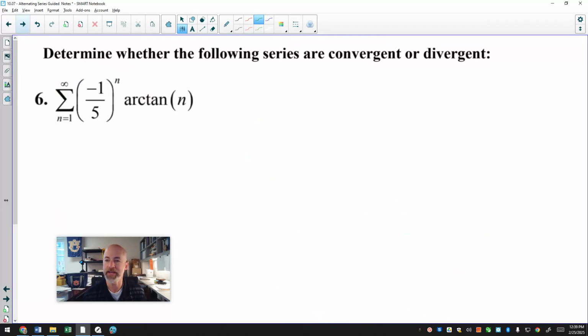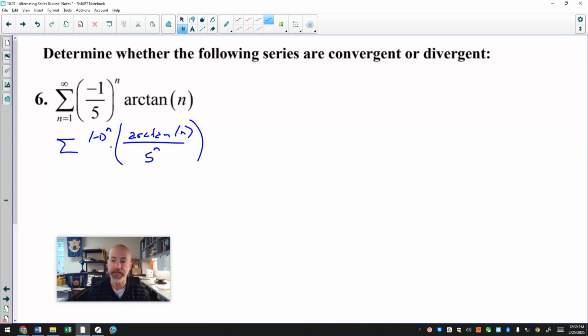And then the very last one I want to look at is this one, negative 1/5 to the n. I'm going to rewrite this. That is the same thing as negative 1 to the n times the arctangent of n over 5 to the n. So I'm rewriting negative 1/5 to the n as negative 1 to the n over 5 to the n. And then I'm looking at this, and we're going from 1 to infinity.